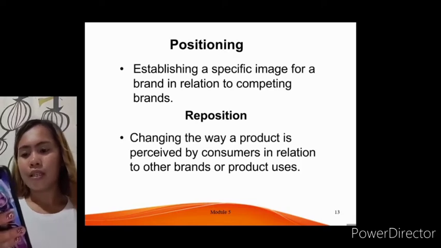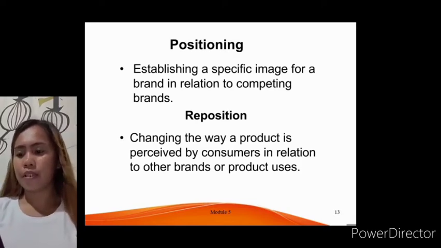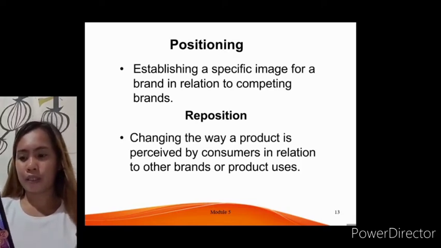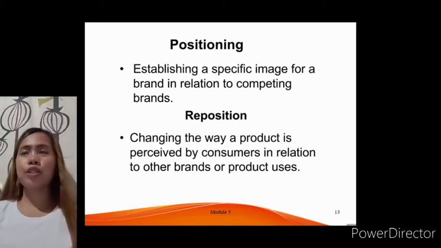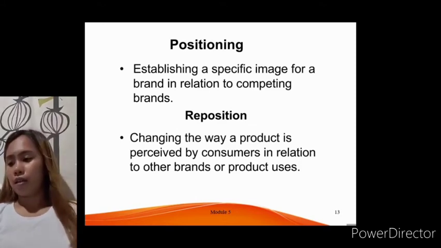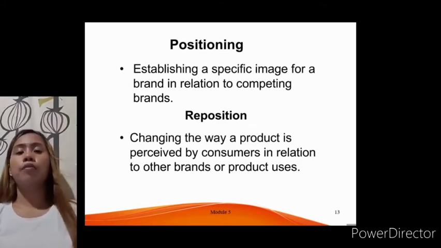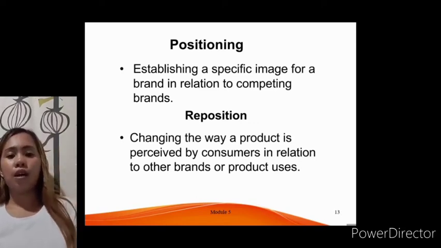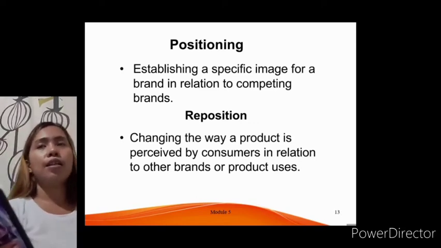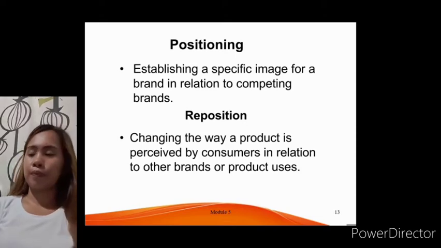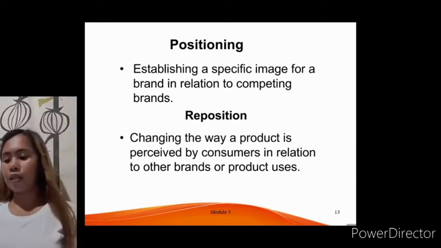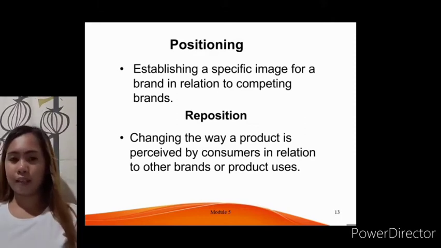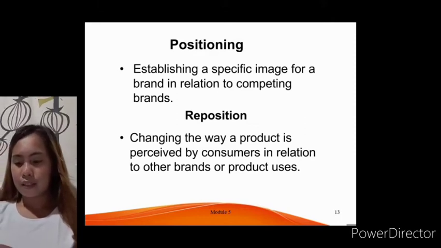Positioning. Establishing a specific image for a brand in relation to competing brands. When we say positioning, it conveys the concept of the product or service, of how it fulfills the need of the consumer. Basically, it is a perception on how to make the consumer buy the products.